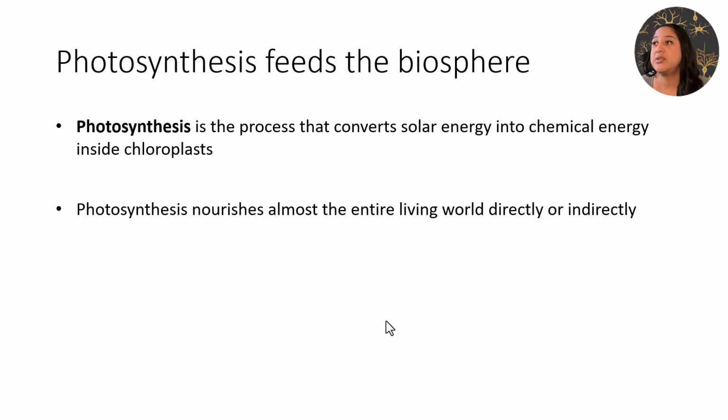So if you had rice today, or a fruit or a vegetable, but even other things, like if you had carne asada tacos, the carne asada comes from a cow, which ate grass, and it's the photosynthesis that occurred in the grass and in its cells that made the organic molecules that the cow could then break down for energy. So ultimately, photosynthesis nourishes almost the entire living world, directly or indirectly.